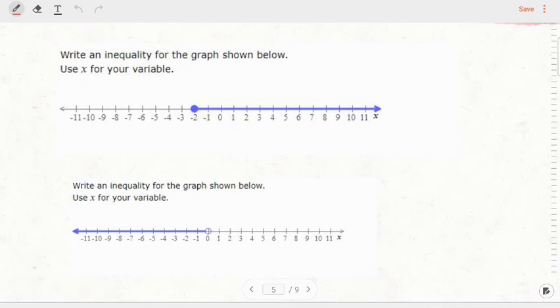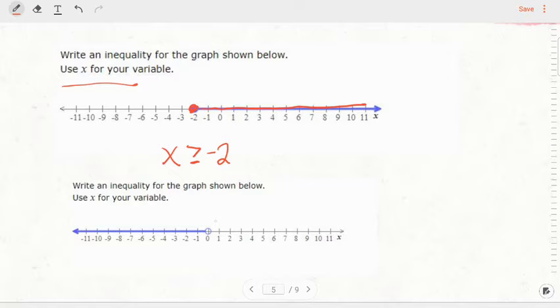Question 5 and 6 are going to have you do the opposite. They're going to have you write the inequality. And it says use x as your variable. So I'm going to use x. This arrow is pointing to all the numbers that are greater than. This dot is filled in, so I'm going to add the or equal to. And what number is that starting point at? -2. So all of my answers are greater than or equal to -2.